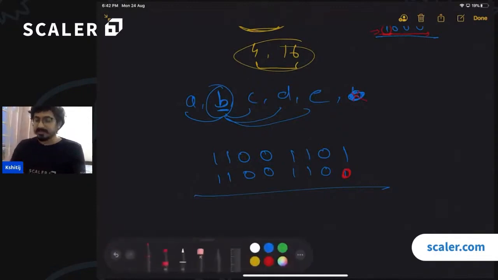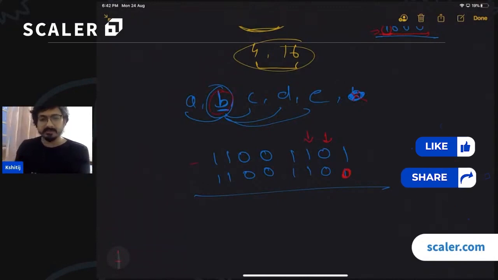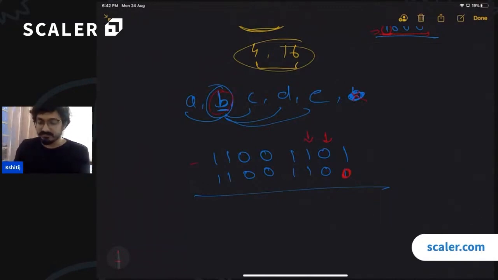The next choice would be that the first different bit occurs here, right? Or if that is also not present, then the first different bit should occur here, and so on. So I want the first different bit to occur as far right as possible. If I have a number which is different from B, and the different bit is occurring as far right as possible, then that number is going to give me the minimum XOR, right?